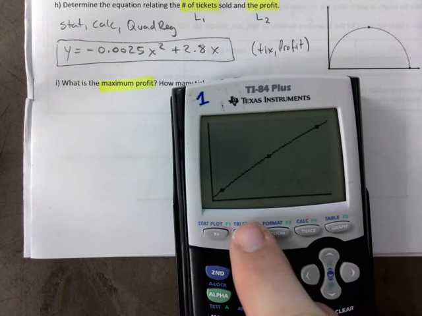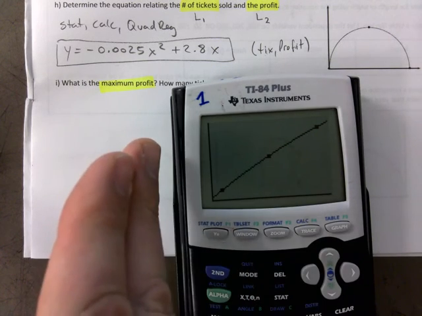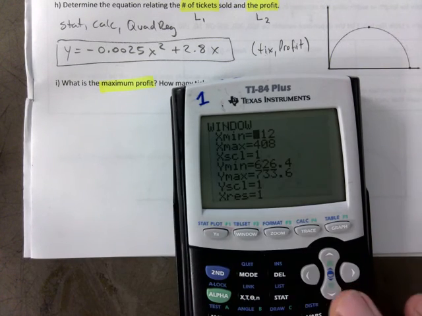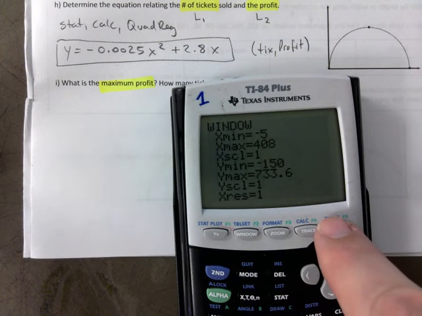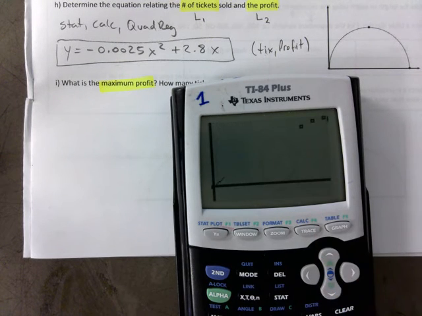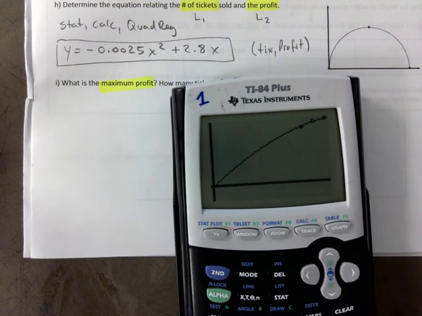So we're going to go window. I'm going to reduce my X-min and Y-min. Let's just do that for now. X-min, I'm going to go -5. Y-min, I'm going to go -150, because that's always the one that gets blocked when you're trying to find stuff. And I'm going to hit graph. Right, so now I see the y-axis and the x-axis, so that's good.